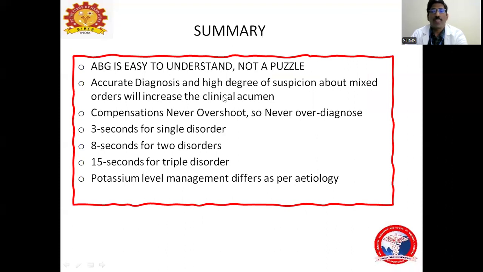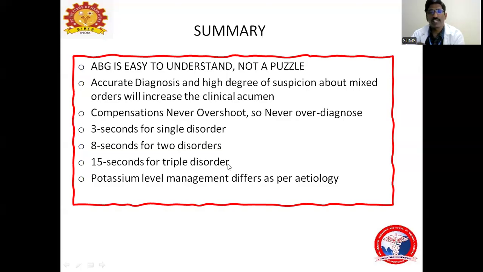So in the summary, ABG is easy to understand, not a puzzle. The accurate diagnosis and high degree of suspicion about mixed disorders will increase the clinical acumen. Most important factor is compensations never overshoot. So never overdiagnose any disorders. We need just 3 seconds to identify the single disorder, 8 seconds for the two disorders, and 15 seconds for the triple disorders. So we need not take more time.